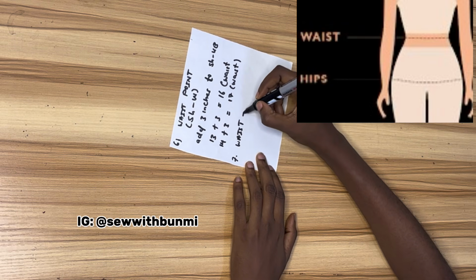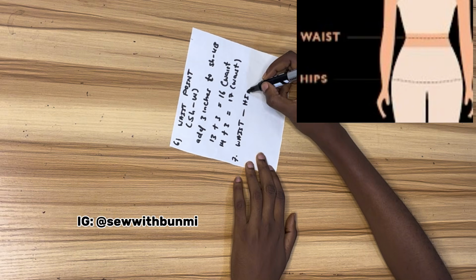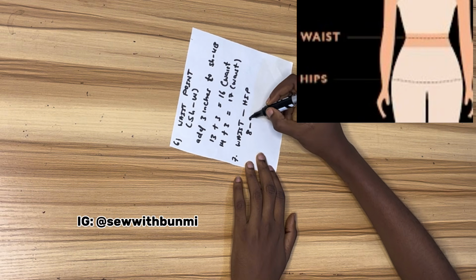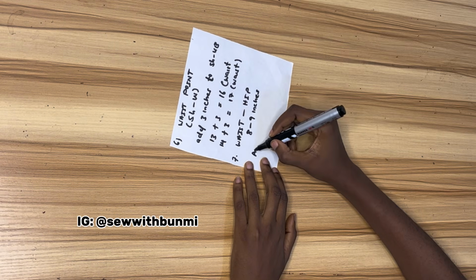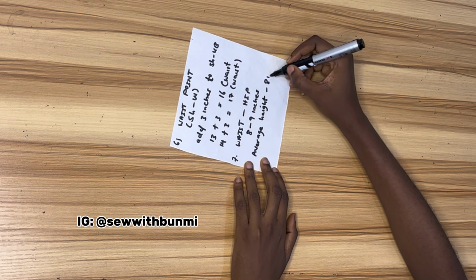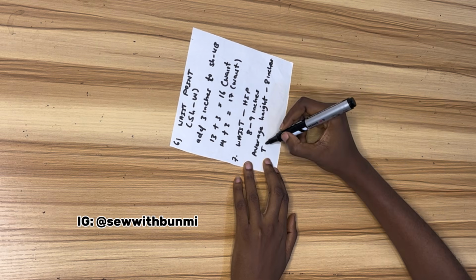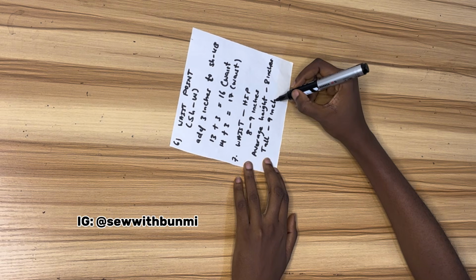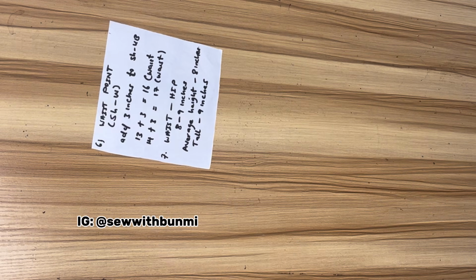Okay, so let's go ahead to talk about our waist to hip measurement. The standard is usually 8 to 9 inches. So 8 inches work for people of average height. But if they are tall in height, then you can go ahead to use 9 inches. So let's go on to input this on our pattern paper.